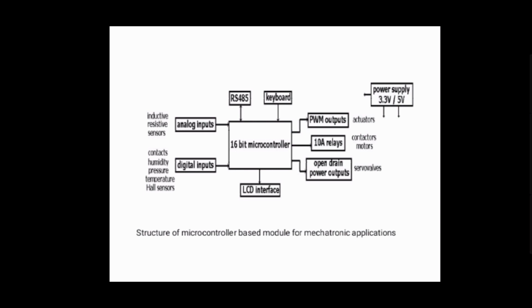And this is fed into a 16-bit microcontroller. If it is a digital input, the microcontroller will take it as such. If it is an analog input, then this needs to be converted into digital, which is done by the inbuilt converter of the microcontroller. And on the output side, you could see here it generates pulse width modulated outputs where you could connect the actuators, which are used in rotational movement or positional movement.